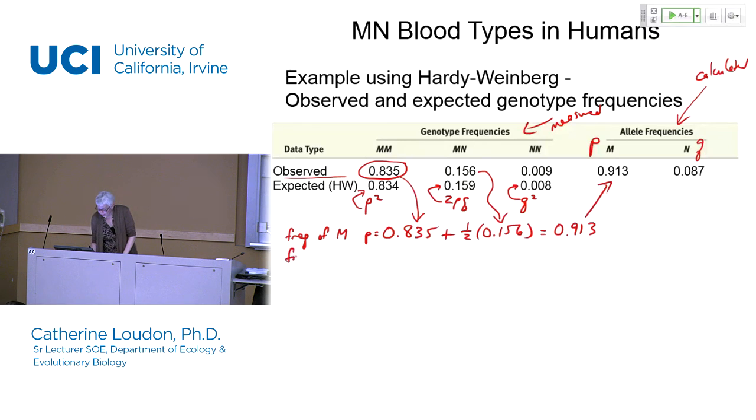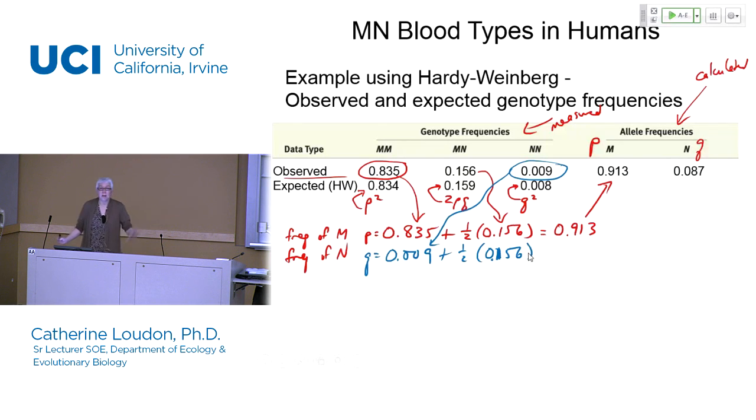Similarly, the frequency of N, let's switch to another color there to make it look different. So what numbers would we use for this? Well, we need this one, right? 0.009 plus 1/2, again, of the heterozygotes, because half of the alleles in the heterozygotes are M and half are N, right? So if we add those together, we get 0.087.